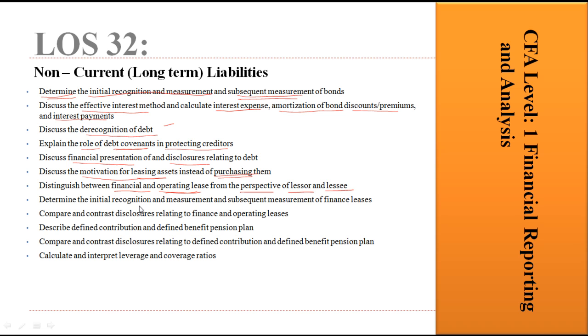Then for financial leases, we understand initial recognition and measurement and subsequent measurement. Then we'll compare the disclosures relating to financial lease and operating lease. Then we'll look at various kinds of pension plans, for example, defined contribution and defined benefit. We'll compare the disclosures relating to both of these kinds of plans. And then finally, we'll calculate and interpret the leverage and coverage ratios related to long-term liabilities. So let us start.